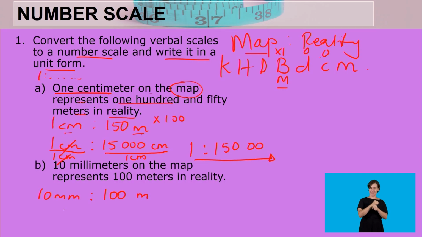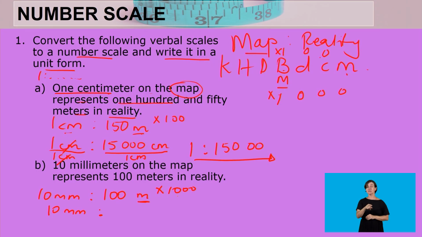So we need to divide both sides by 10 millimeters, but unfortunately we can't because the units are not the same. So let's convert our meters to millimeters. From meter to millimeter, we'll have a 1 and zeros up until where we end, then we are multiplying. So we'll multiply by 1,000. Then we'll still have 10 millimeters on our left-hand side.